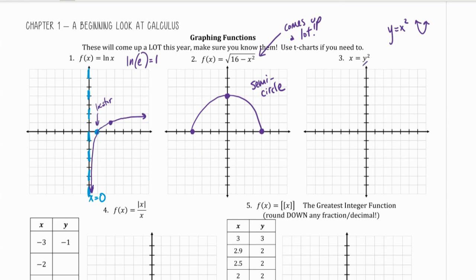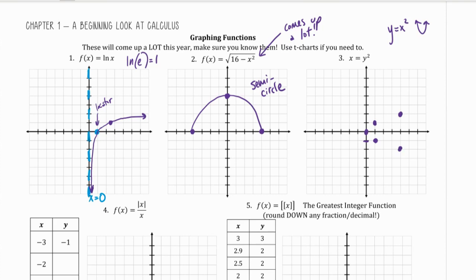Our independent value ends up being y in this case, and our dependent value ends up being x. So if you want, just start plugging in numbers. If I plug in y equals 0, I get x equals 0. If I plug in y equals 1, I get x equals 1. If I plug in y equals negative 1, I get 1 for an x value. If I plug in 2 for a y value, I get x equals 4. If I plug in -2 for a y value, I get x equals 4.